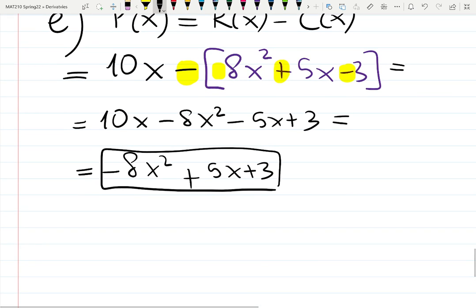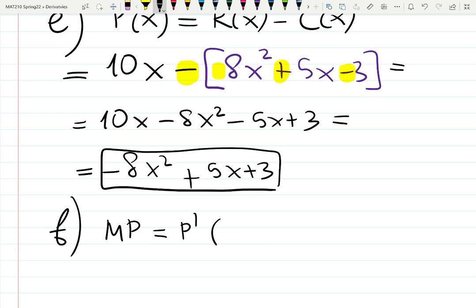And now we ask you, A, B, C, D, E, F. Now we ask you to find marginal profit. That is the derivative of P of x. That is minus 16x plus 5. Make sense? And so on. We can still do marginal profit at 7, or the marginal cost function at 100 items. You need to learn doing all of this.